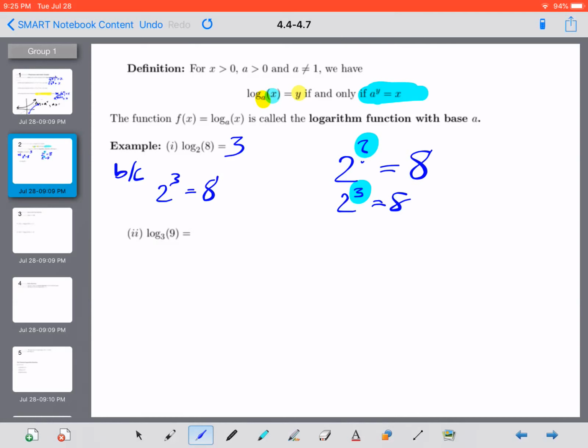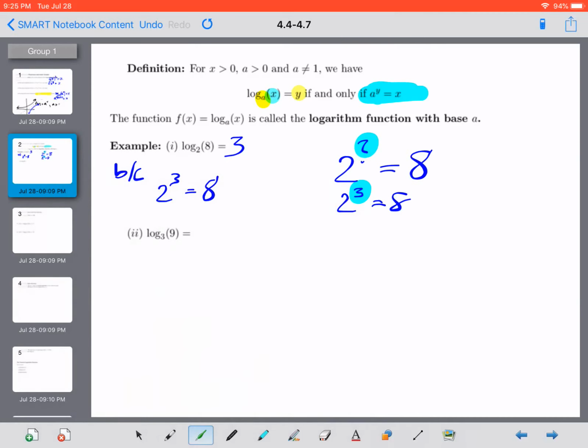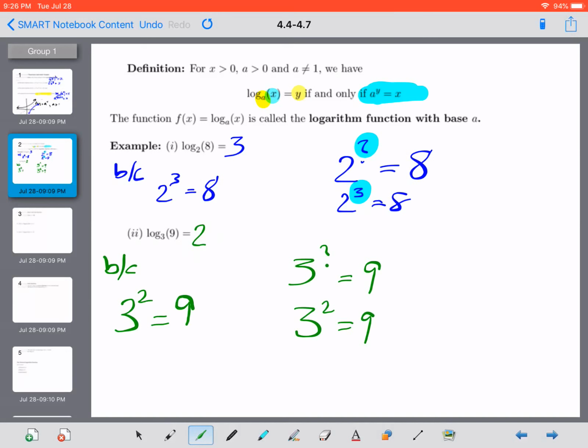Let's try to use similar reasoning here. If we want to compute log base 3 of 9, we should be thinking to ourselves, we're trying to figure out what this is. We need 3 raised to some power to be equal to 9. Well, what do you have to raise 3 to the power of to get 9? 2, right? 3 squared is equal to 9. And so that question mark is going to be 2. So log base 3 of 9 is equal to 2, and that's because 3 squared is equal to 9.